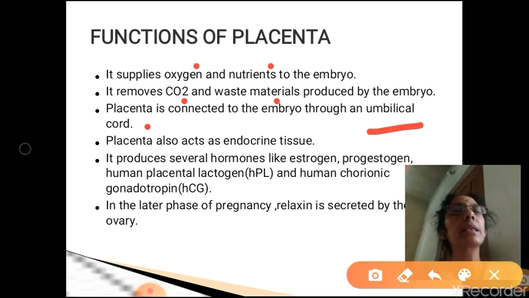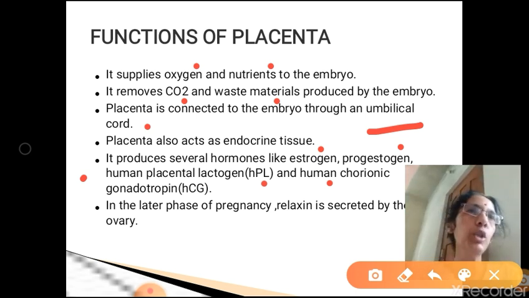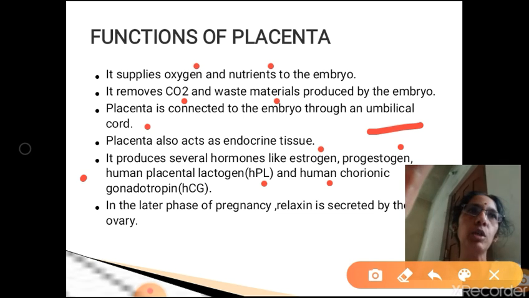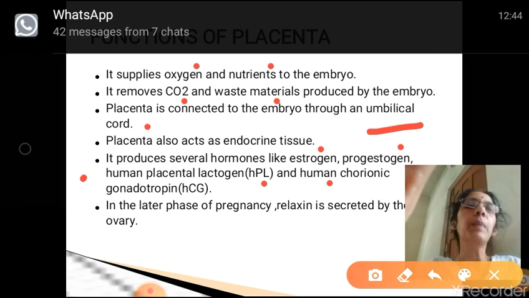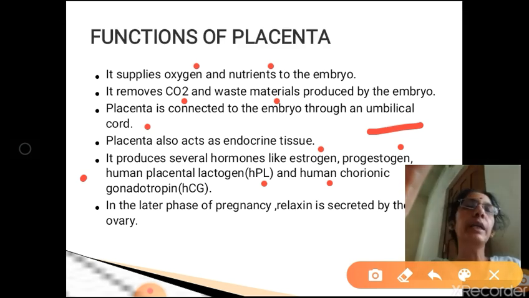It secretes estrogen, progestogen, then human placental lactogen, human chorionic gonadotropin. So it secretes how many hormones? 4 hormones. What are the 4 hormones? One is estrogen, progestogen, human placental lactogen, and human chorionic gonadotropin. So, placenta is called the endocrine tissue.